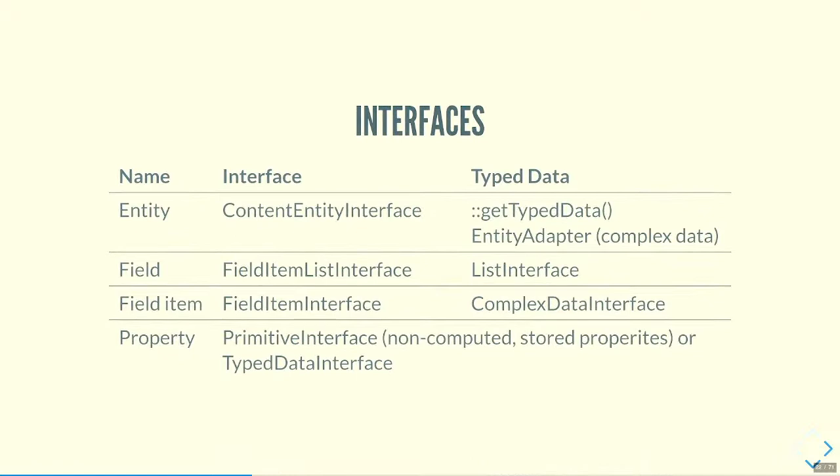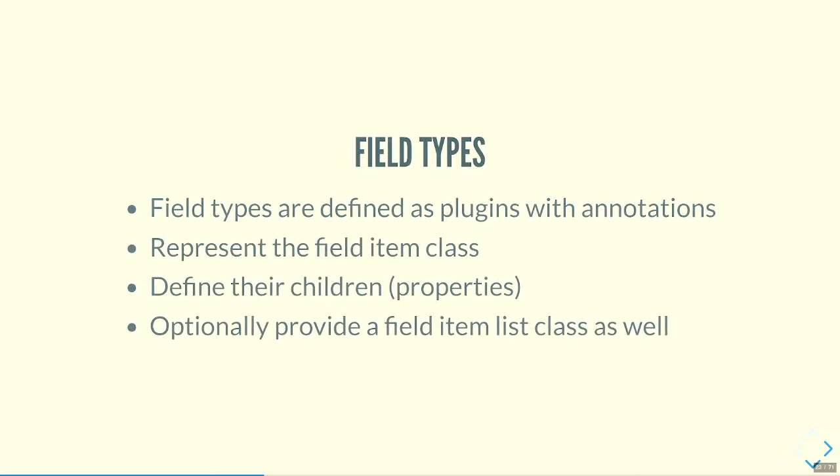So from interfaces, we have the entity, which is content entity interface, and then you get a type data object. You rarely need that, but you can do that. The field then is a field item list interface. It extends from type data list, and the field item extends from complex data. And then the properties, as mentioned, they're just directly type data stuff. Field types are plugins. You define the class that is the field item, and then you define the properties, the children of the data that you contain, and you can also do a list class, but that's not too often used.